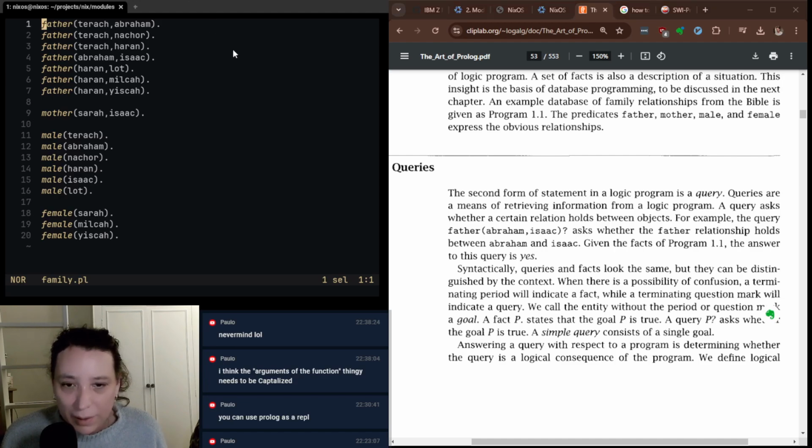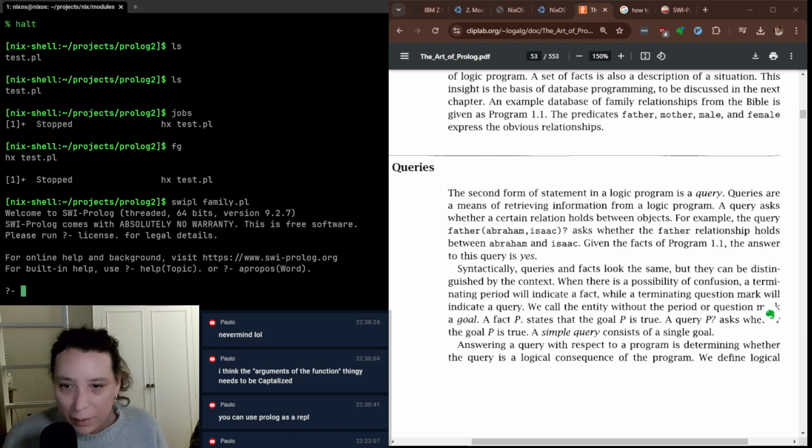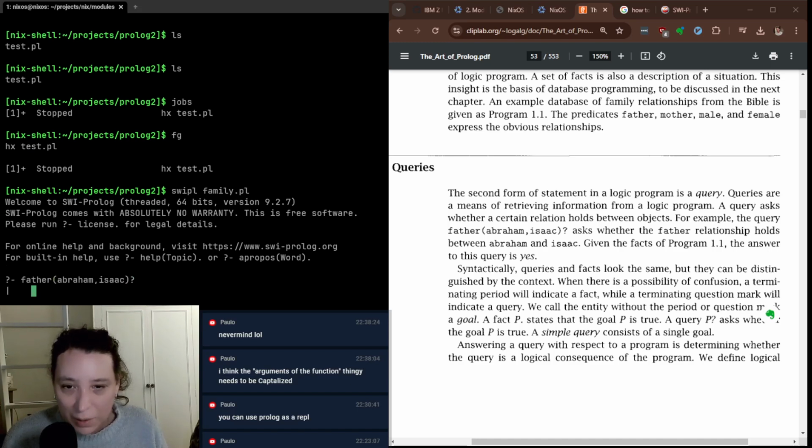So let's see if we can load this. swipl family.pl. It loaded this, and now I can say father(abraham, isaac). No, the question mark comes at the end. Oh no, it doesn't like this.